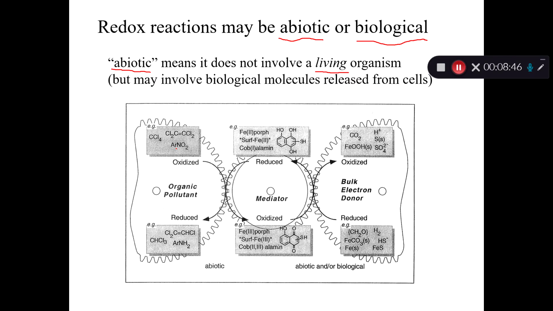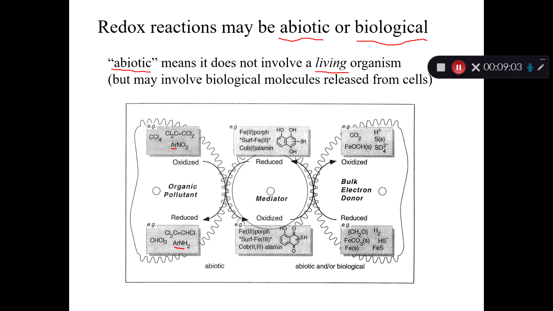AR is what they're using for the phenyl group. I was using pH, but anyway, this is a benzene ring with a nitro group on it. Can be reduced to aniline, as we discussed. To get there, you need some electrons. Where do those electrons come from? Well, they can come from those iron 2 porphyrins.